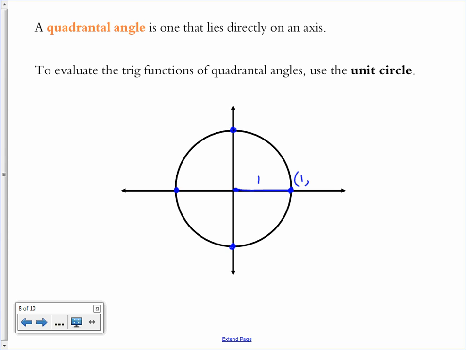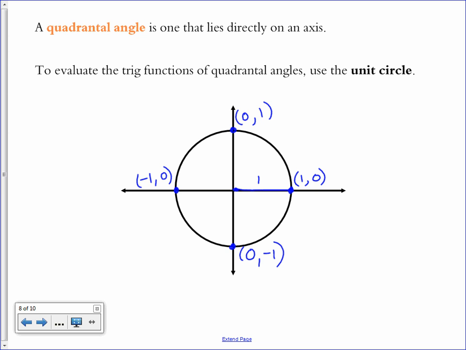The y value is 0 because we haven't left the axis at all. Up here it has an x value of 0, but a y value of 1. Over here to the left we have an x value of negative 1 because we've gone in the negative direction. And we've not left the axis, so the y is 0. And here we're at 0, negative 1.